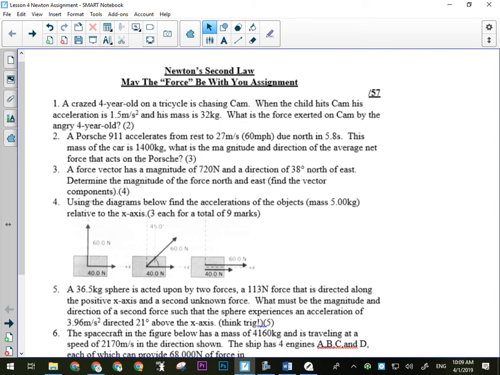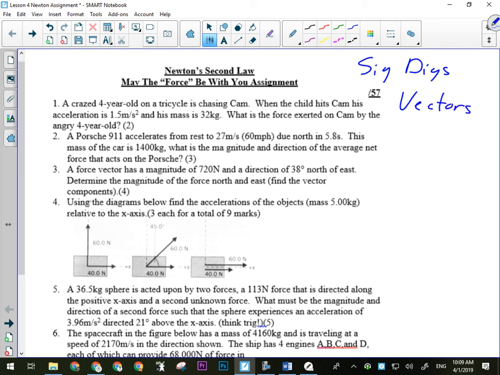Make sure you look at the point value for each question. Like question number 1 is out of 2 marks. There's really not much to it. But if you forget things like significant digits or vectors, you very quickly lose the very few marks that could be available on a question like question number 1. All right. So I guess my point is don't overthink it, and remember the important stuff like significant digits and vectors.